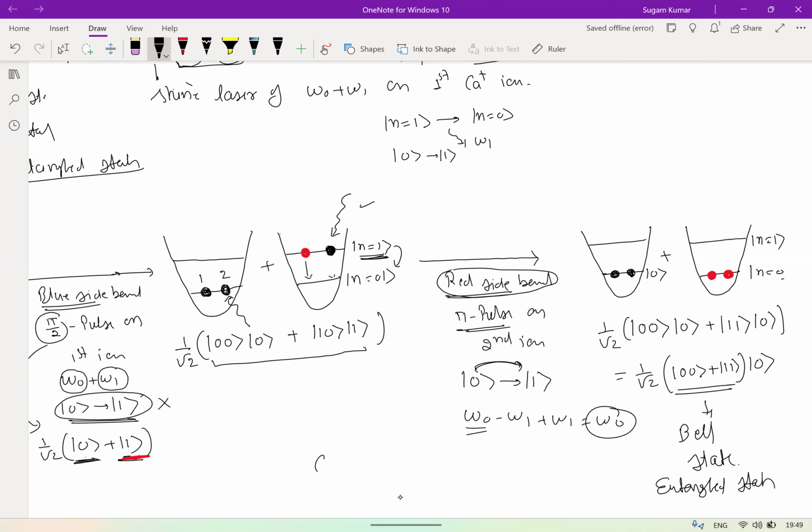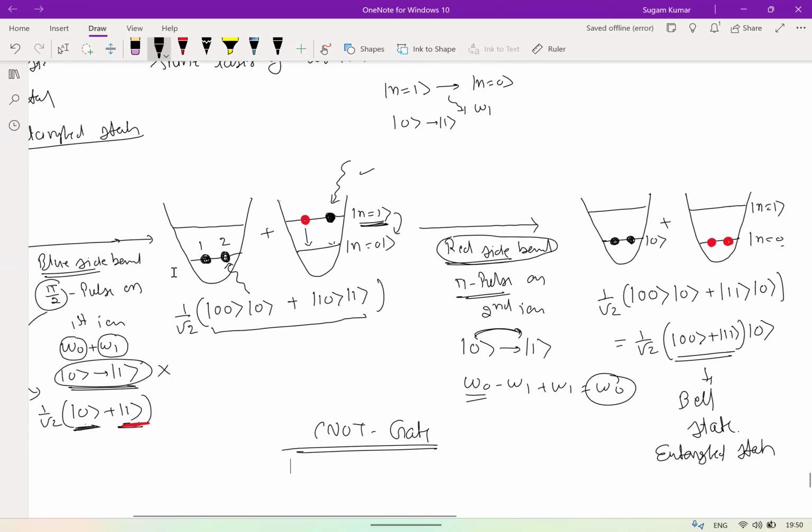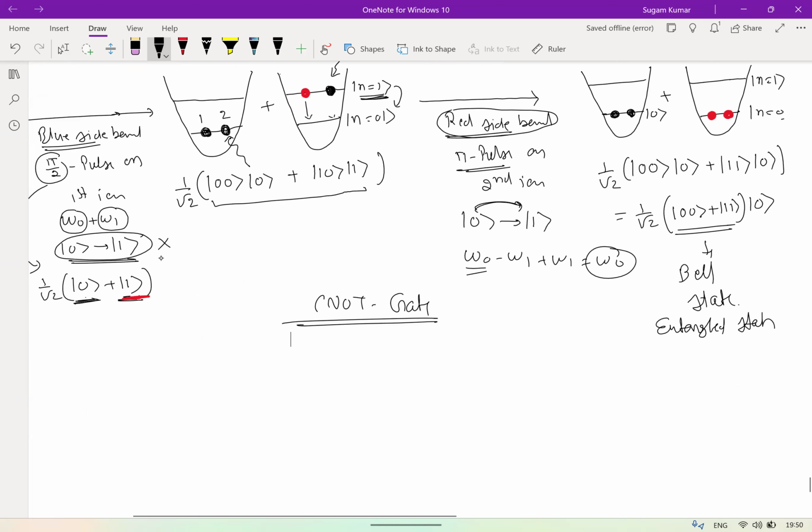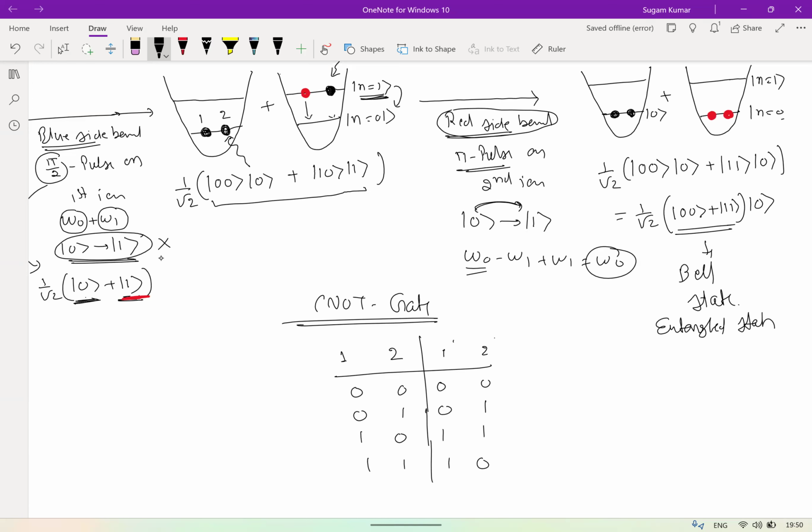And this is also a CNOT gate. Why am I saying CNOT gate? Because in the CNOT gate, what happens? You can see, if this is qubit 1, qubit 2, and this is 0 and 0, then here you can see the outputs. So this is going to be 0, 0. This is 0, 1, then 0, 1. This is 1, 0, then this becomes 1, 1. This is 1, 1, this is going to become 1, 0.